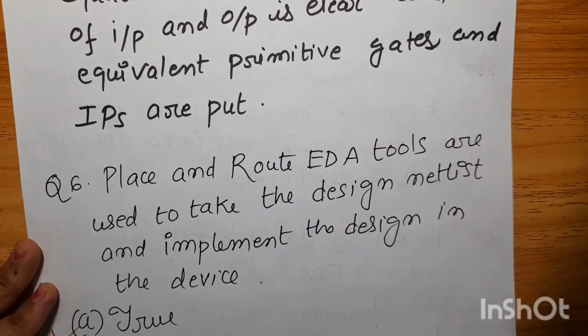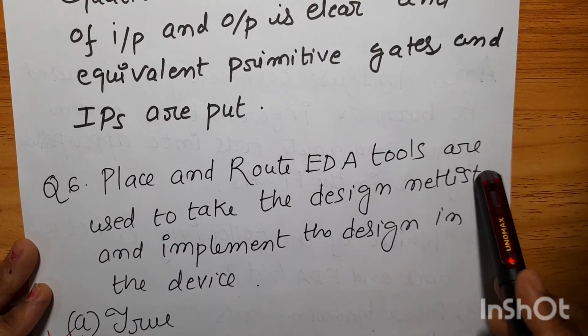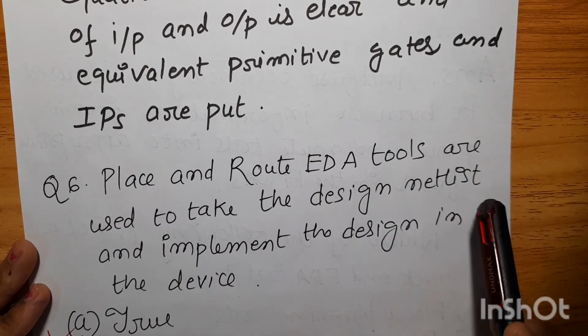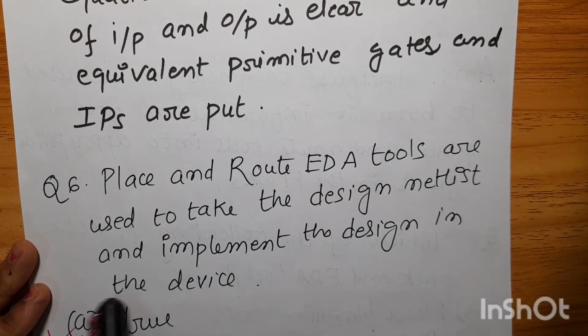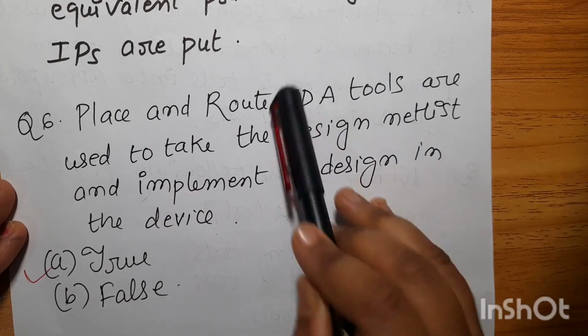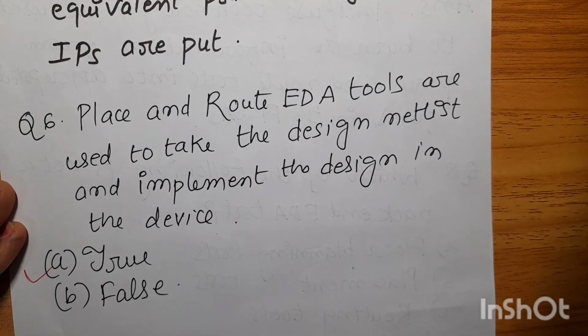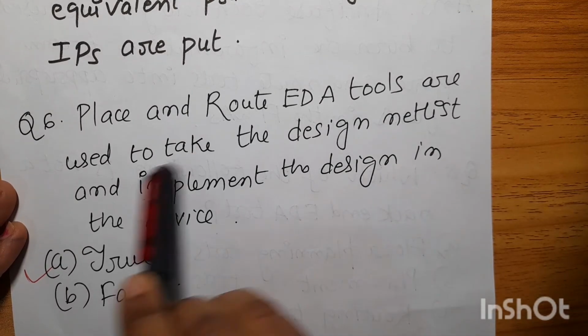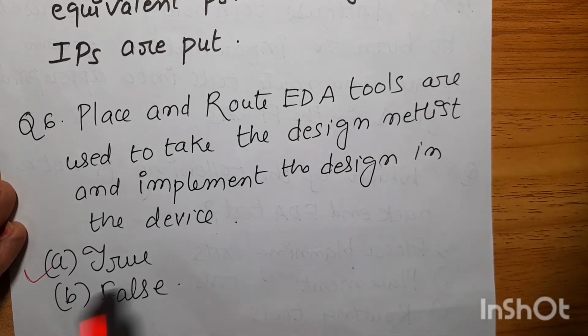Question number 6. Place and route EDA tools are used to take the design netlist and implement the design in the device. Is it true or false? The place and route EDA tools take the design netlist and then implement the design into the device. So, true or false? The answer is true.